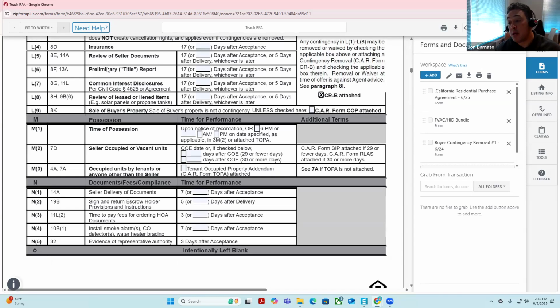But okay. Review seller. We got the preliminary common disclosures. These are HOA docs. You'll see the seller is required to pay for most of the HOA docs by state law. So I often get these up top.